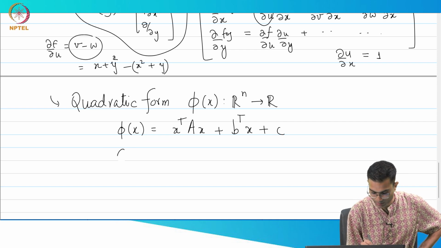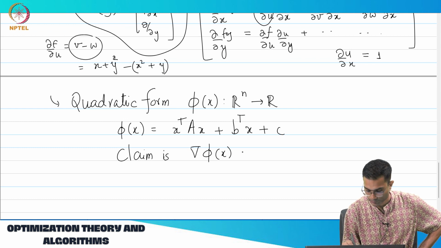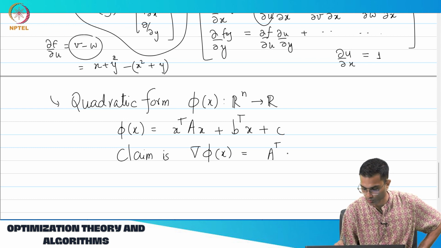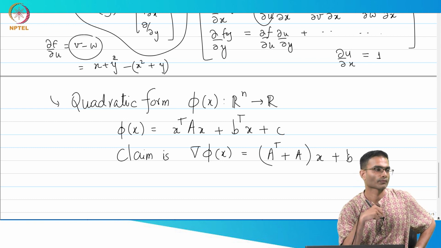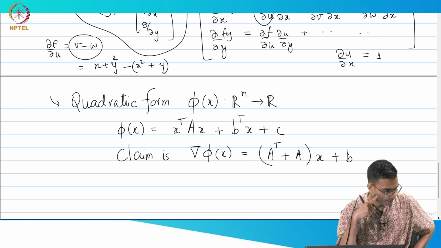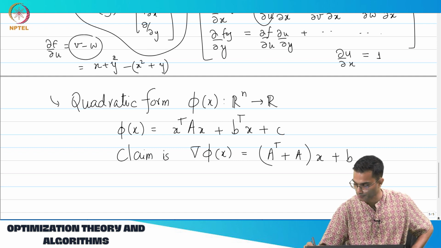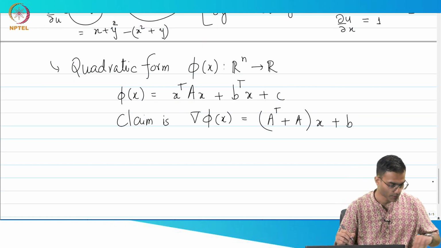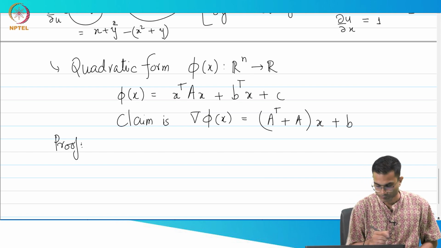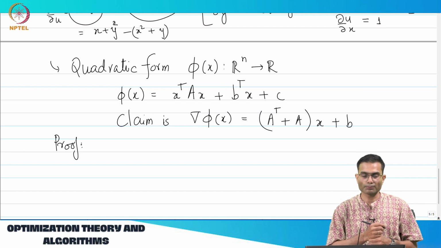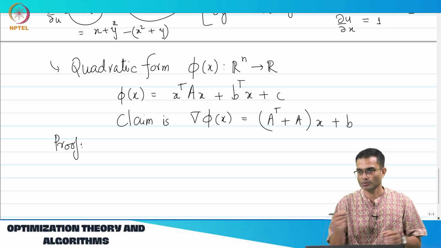So the claim is that, and this is something that we will use throughout the course, the gradient of this expression is given by A transpose A times x plus B. Those of you who have done machine learning would be very familiar with this, but we are not going to assume that. Let's prove it. This is one proof which everyone should become very, very comfortable and familiar with, because as I mentioned, we will use it throughout the semester.